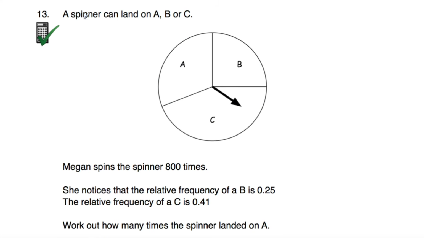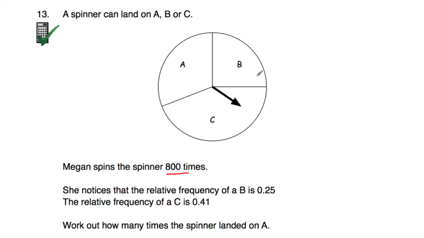Okay, so question number 13. Question number 13 says a spinner can land on A, B, or C. So this spinner can land on A, B, or C. And Megan spins the spinner 800 times. And she notices that the relative frequency of a B is 0.25 and the relative frequency of a C is 0.41. And the question says work out how many times the spinner landed on A.